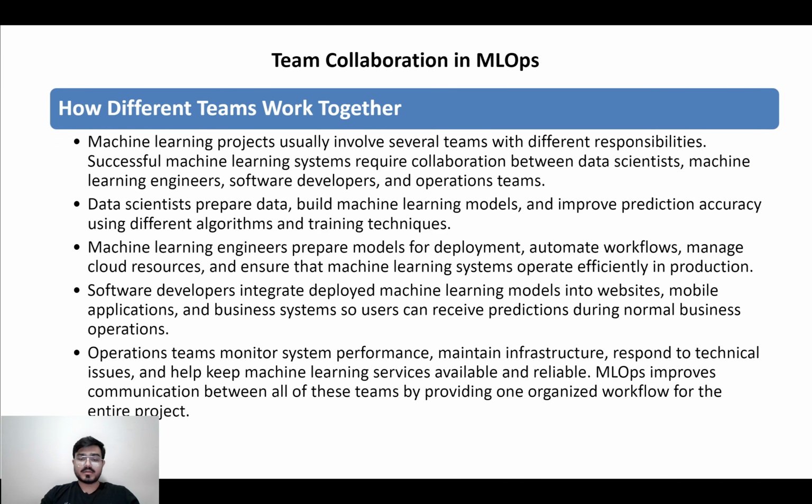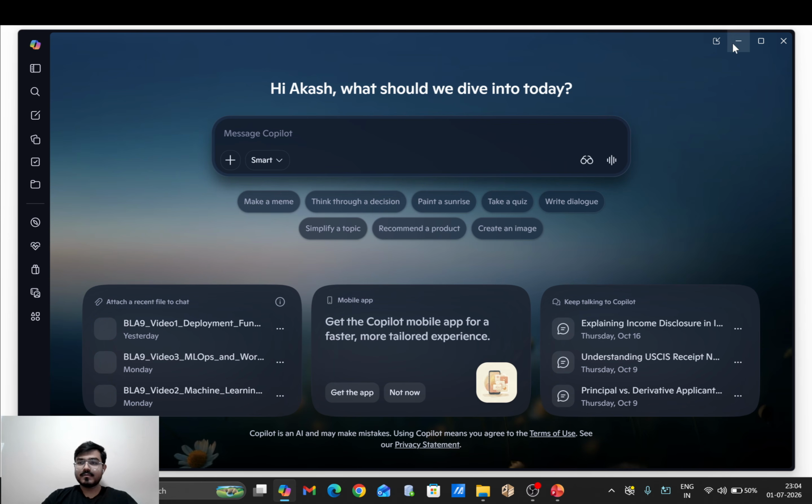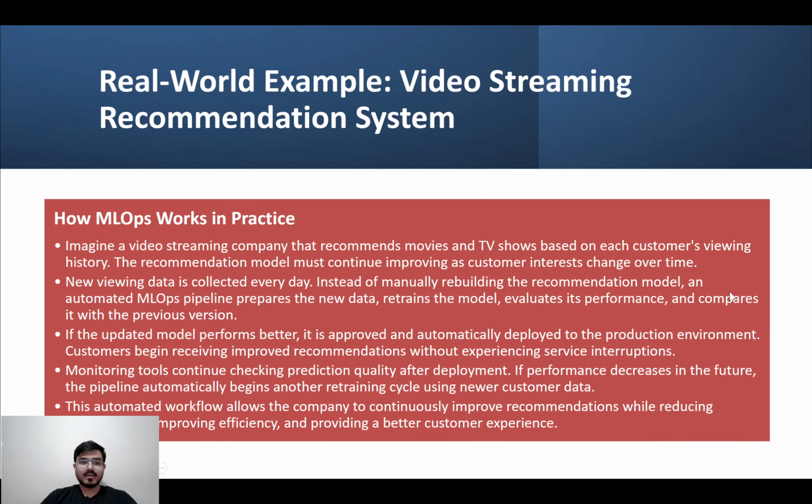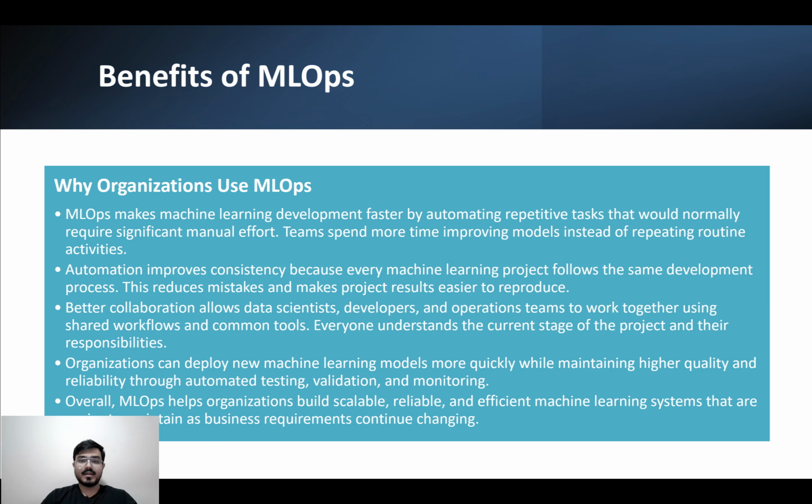The deployed model continues to be monitored. If customer interests change again in the future, the monitoring system detects the change and the pipeline automatically starts another training cycle using the new data. This continuous process allows the company to improve recommendations while reducing manual work and providing a better experience for its customers. Let's move to the next slide.